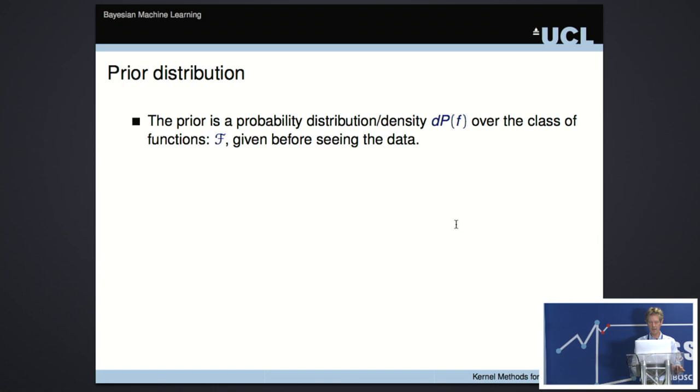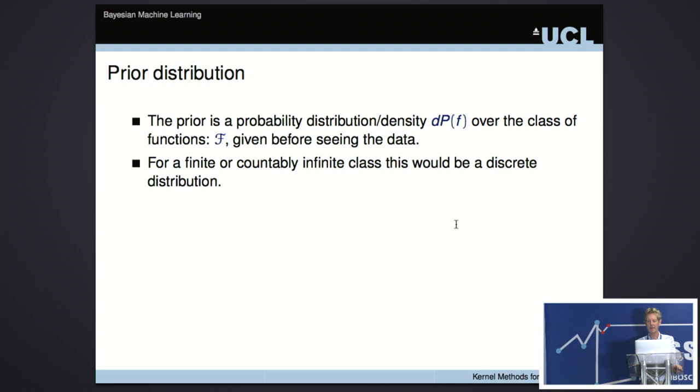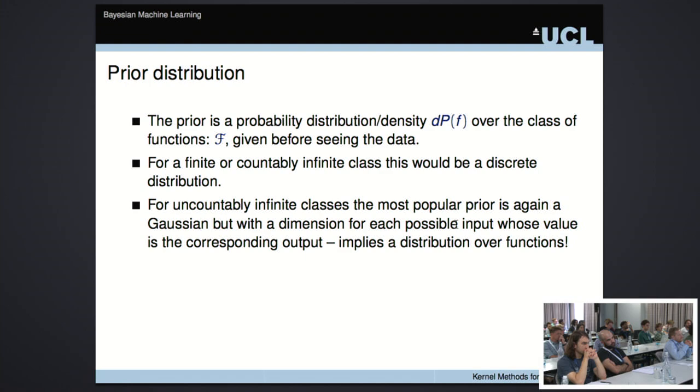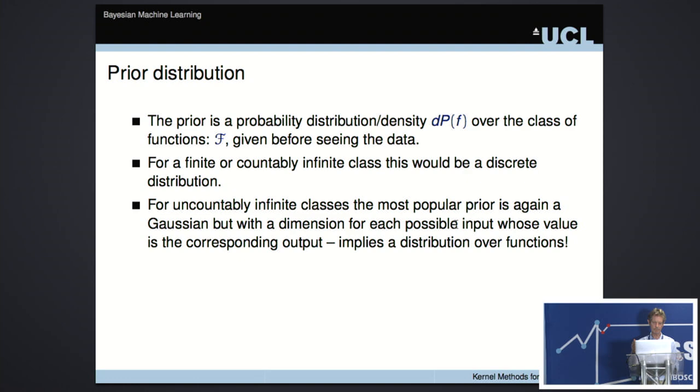Okay, so the prior distribution is a distribution or density over the class of functions, and this should be given before seeing the data. For a finite or countably infinite class, this would just be a discrete distribution, a weight on each of the functions. But for uncountably infinite classes, the most popular prior is actually a Gaussian, with a dimension for each possible input and corresponding output. So it implies a distribution over functions, where at each of the individual inputs there's a Gaussian distribution of the output value of the function at that point.